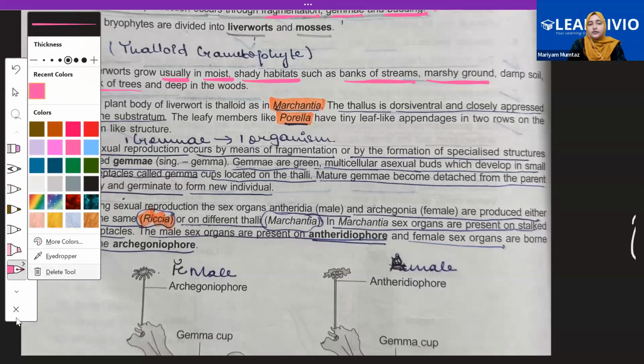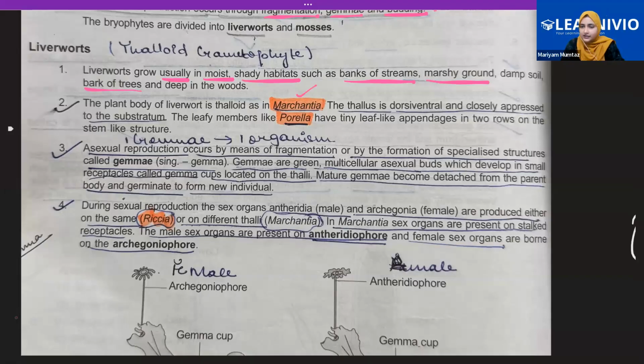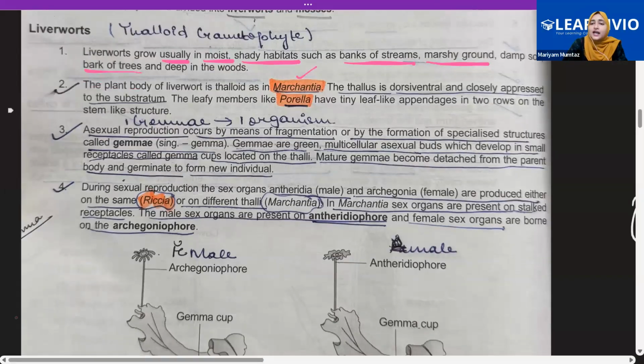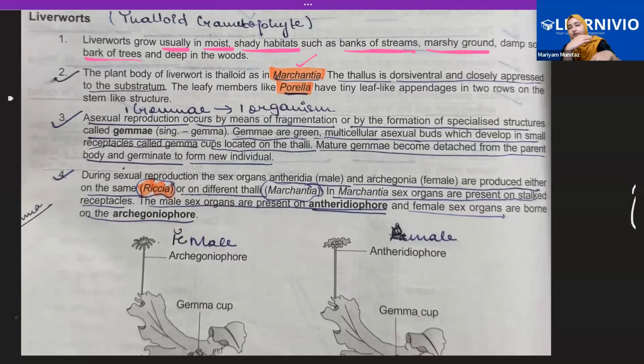Now, when we talk about the liverworts, the plant body is thalloid, such as in the case of Marchantia. Marchantia is an example of a thalloid gametophytic liverwort. It is one of the names. Now, the thallus is dorsiventral and closely appressed to the substratum. Dorsiventral means the dorsal side of the body is up, the ventral side is below, and they are appressed. Appressed means pressed flat onto the substratum, meaning onto the surface.